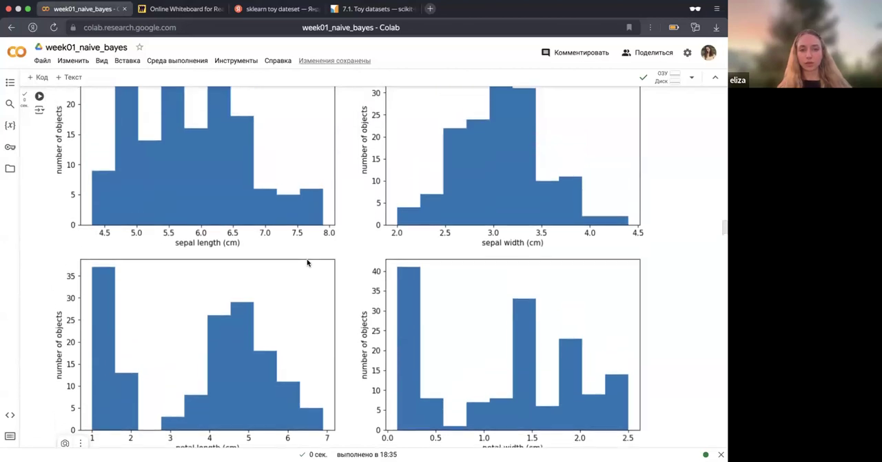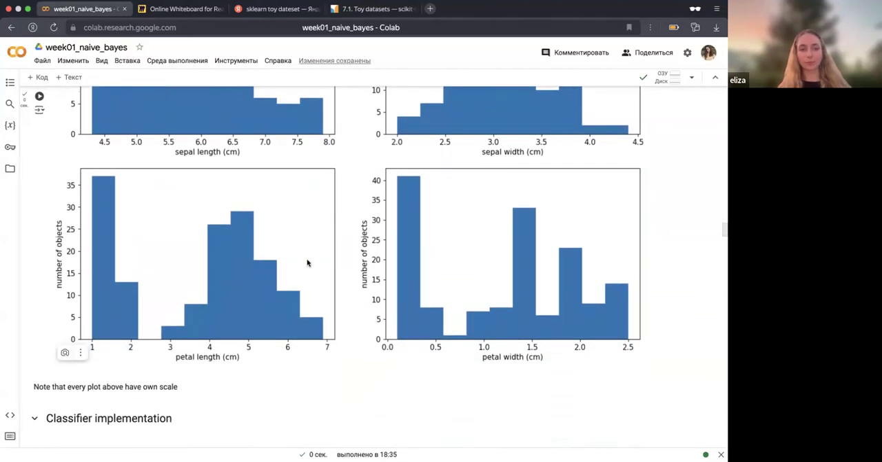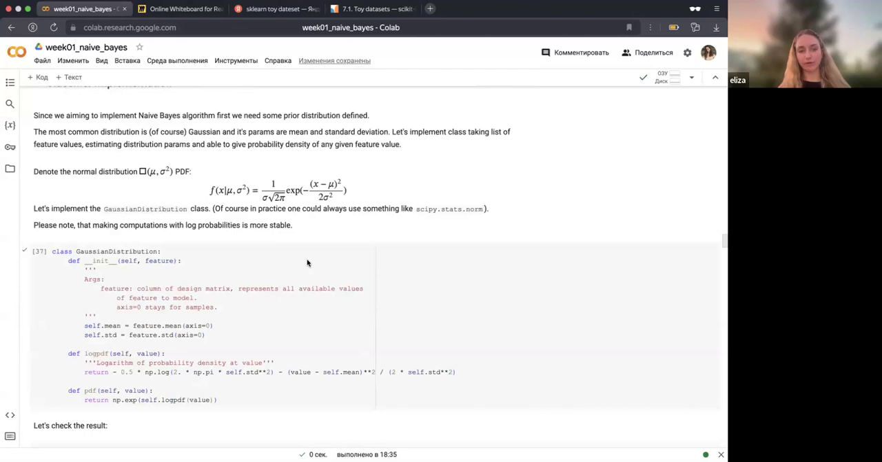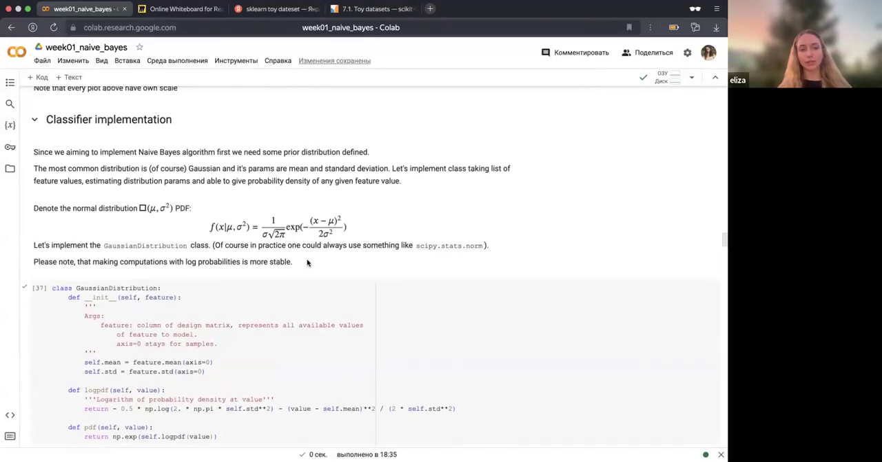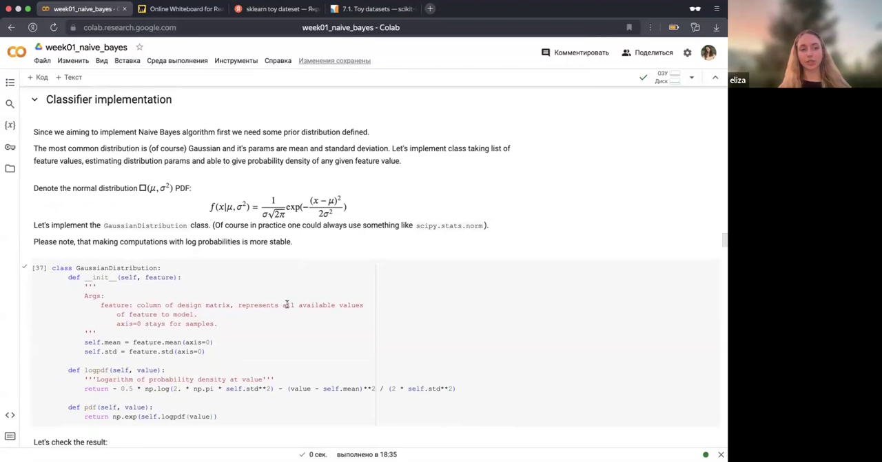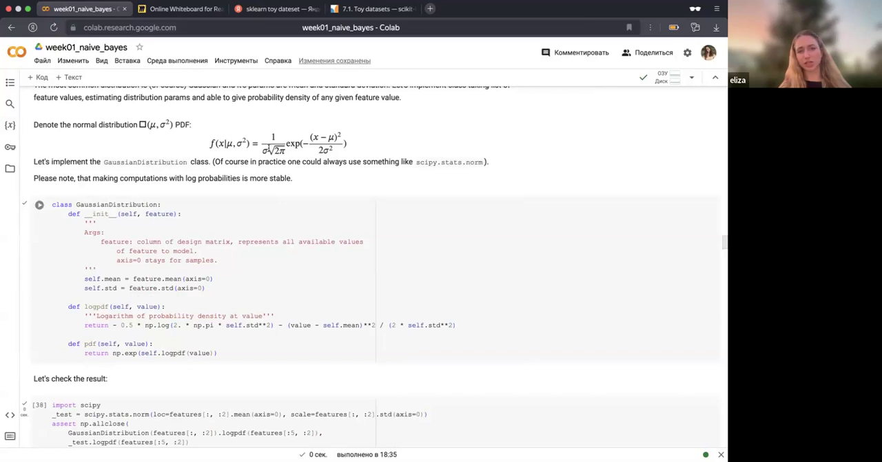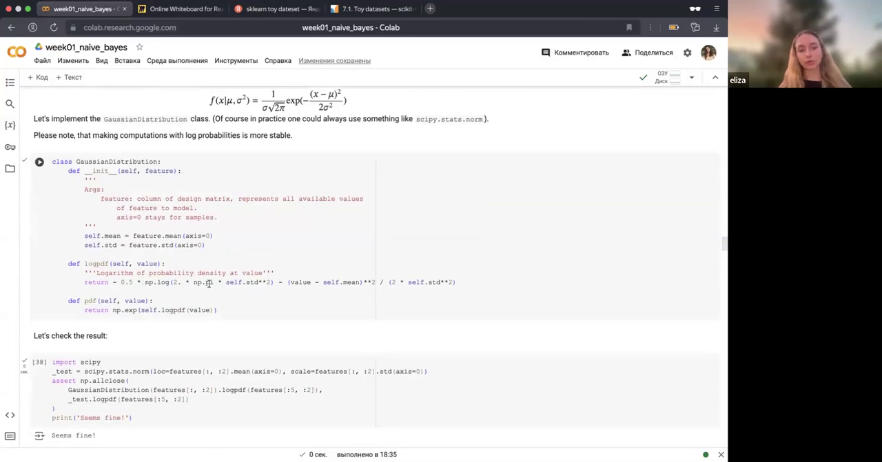Let's turn back to our notebooks, and let's try to implement a naive Bayes classifier with the normal distribution. The first step is the implementation of the Gaussian distribution. We have our formula, and we need to implement it in Python, just the mathematical formula. You have the mean, you have the STD, and you just write a function describing this formula.